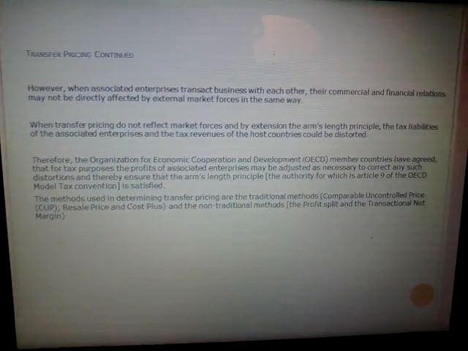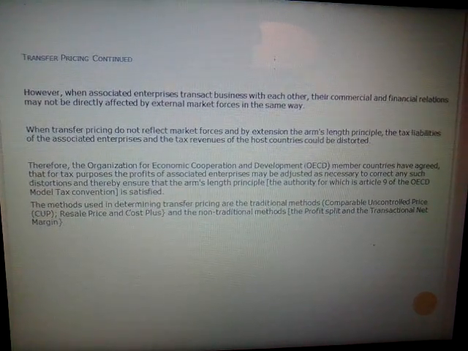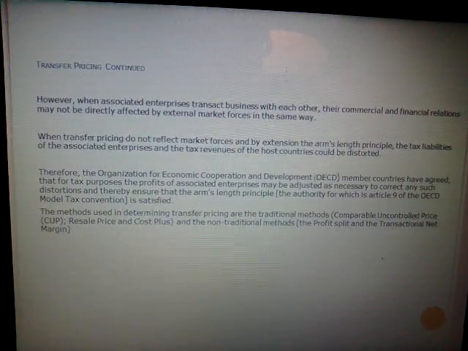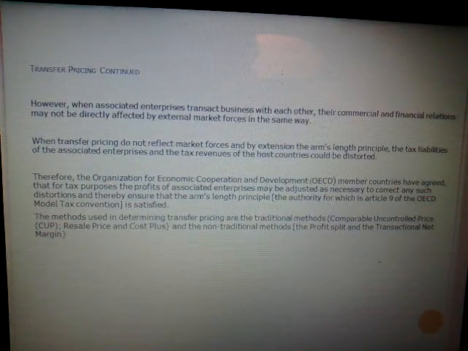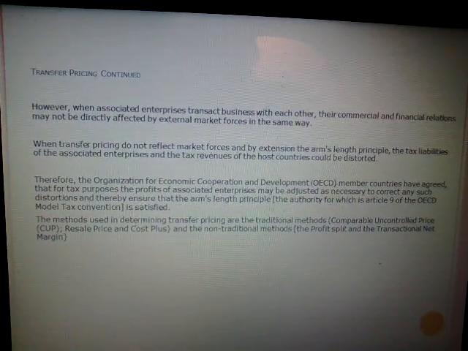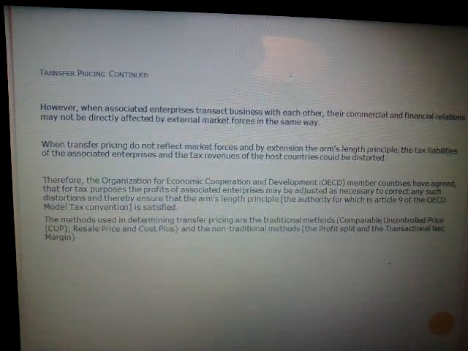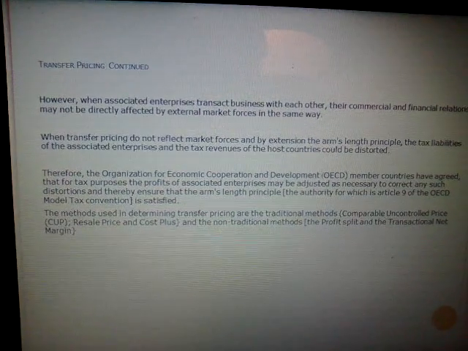However, when associated enterprises transact business with each other, their commercial and financial relations may not be directly affected by external market forces in the same way. When transfer pricing does not reflect market forces and by extension the arm's length principle, the tax liabilities of the associated enterprises and the tax revenues of the host countries could be distorted.